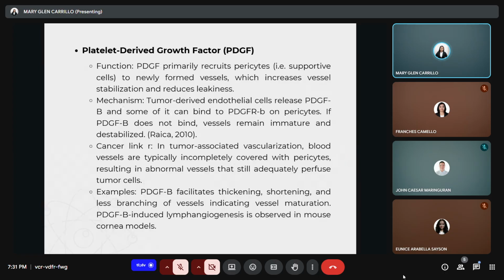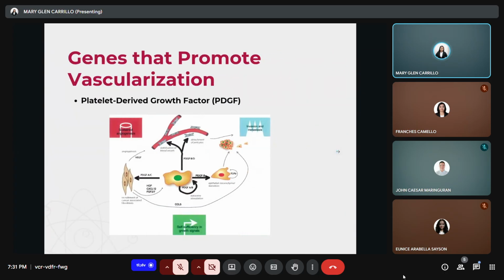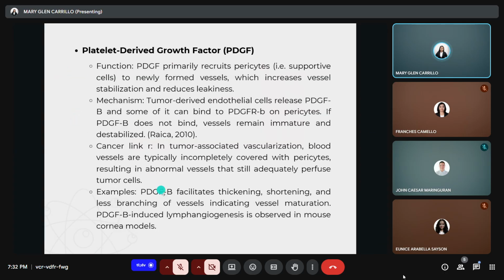So here's how PDGF works. As you can see in the figure, tumor-associated endothelial cells release a type of PDGF called PDGFB. Some of this PDGFB binds to receptors on pericytes called PDGFR beta. When PDGFB successfully binds, the pericytes attach to the vessels and stabilize them. If PDGFB does not bind properly, the vessels remain unstable and immature. That is according to Rica, 2012.